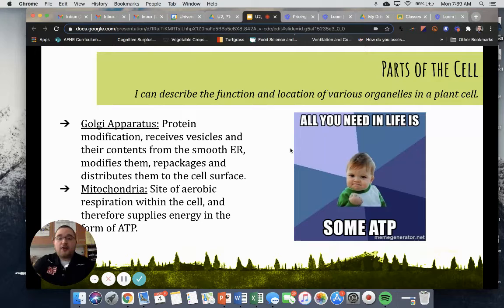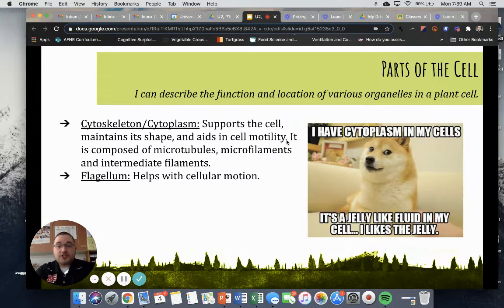Then we have our mitochondria, which is the site of aerobic respiration within the cell, and therefore supplies energy in the form of ATP. So a lot of us have probably heard that mitochondria are the powerhouse of the cell. In this case, they are. They supply that energy for the cell in order for it to function.